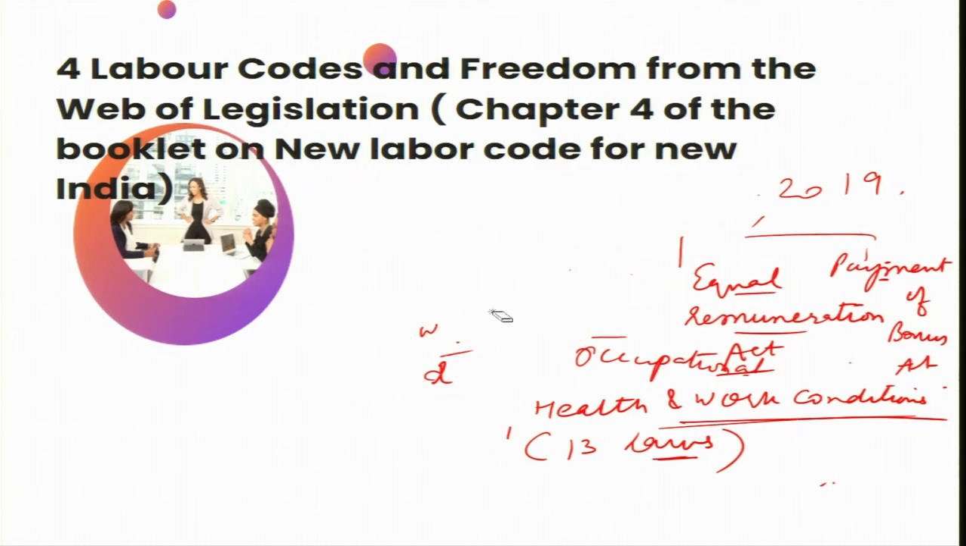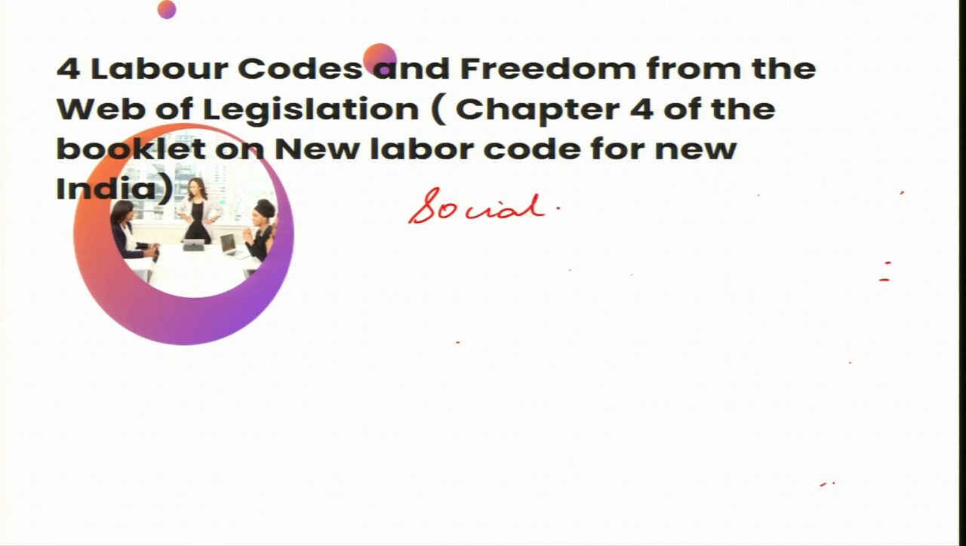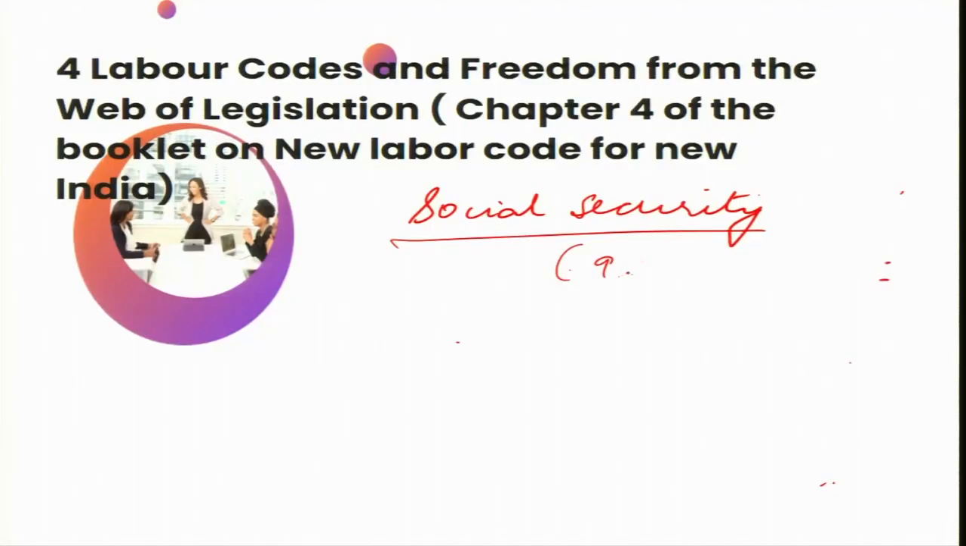Then the third code that we're going to talk about is the Social Security Code. The individuals who are working in the organization need to be protected against any number of risks. They need to be provided adequate social security. So there were numerous laws governing social security in India, and 9 such laws have been amalgamated, and they now form an essential part of the Social Security Code 2020. So again, it's very interesting.